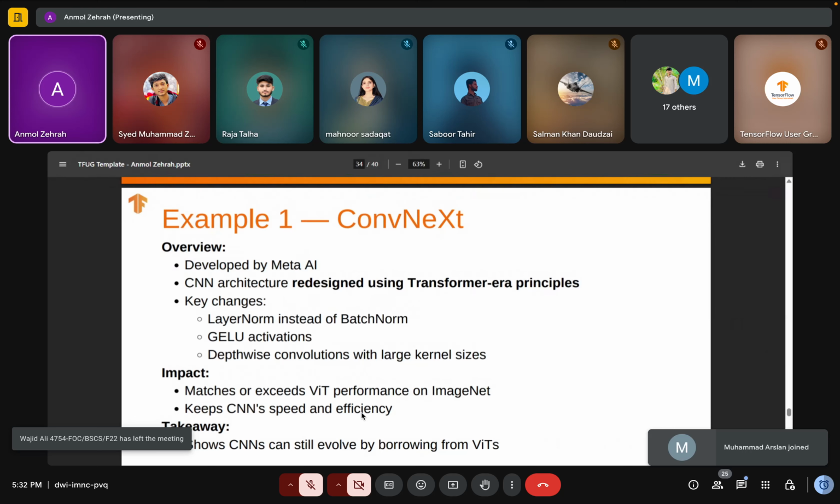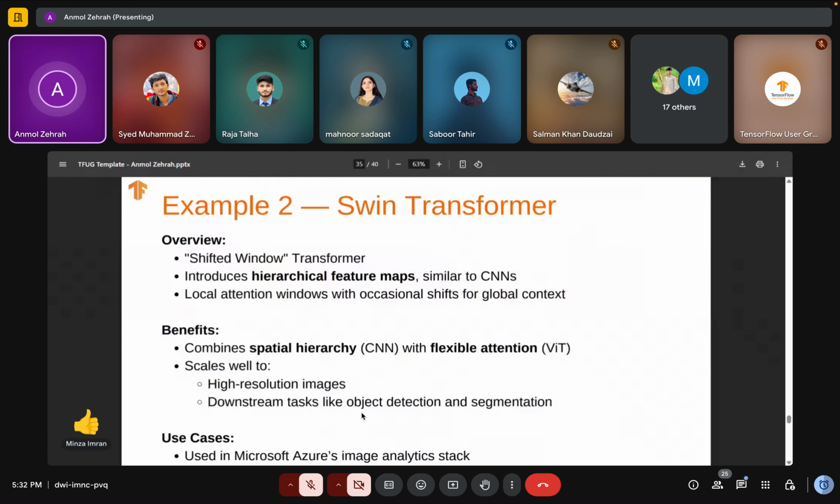Similarly, we also have the Swin transformer. Swin is a shifted window transformer that introduces a hierarchical feature map, which is similar to the CNN architecture, right? It uses local attention windows, and it shifts them for global context. So here we are combining the spatial hierarchy of CNNs with the very flexible attention of vision transformers. It's ideal for object detection and segmentation, especially where we have very high resolution images. Swin transformers are also being used in Microsoft Azure's image analytics stack.